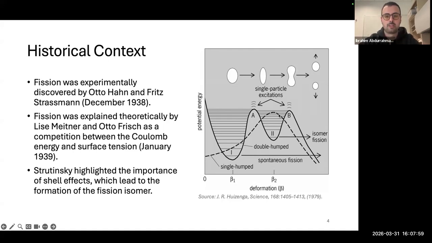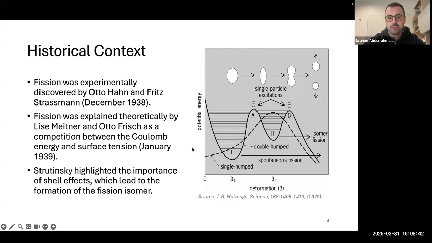And this dashed line here is the result of the competition between Coulomb and surface tension. What you'll see is if you're on the left of this dashed line, you're a bound system, except for the possibility of tunneling, but that's not considered in the liquid drop model. But once you go past this point, known as the saddle point, it's going to be energetically favorable for you to keep deforming. This is just a deformation parameter, which says how stretched your system is, until eventually you reach the point where the nucleus has to break into two.